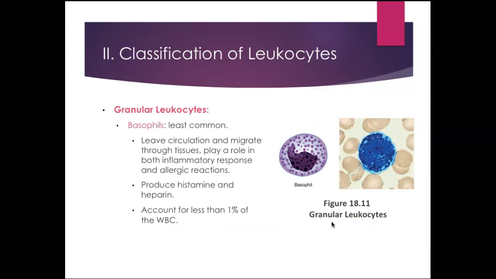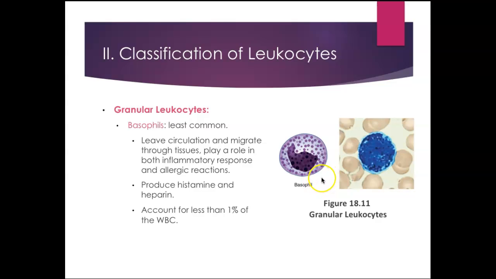And our last type of granular leukocyte will be a basophil. And you could think baso for blue. So the cell is very blue looking with its granules, large granules. It's going to leave circulation and migrate to the tissues and play a role also in inflammatory response and allergic reactions. Its job is to produce histamine and heparin.